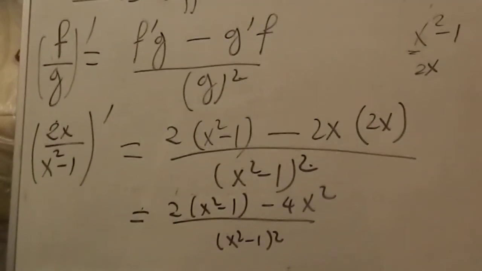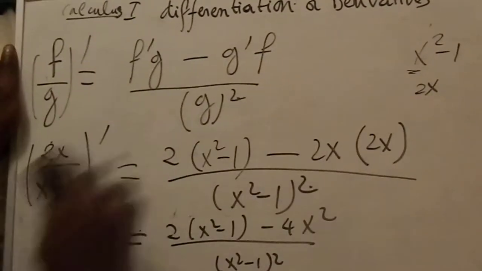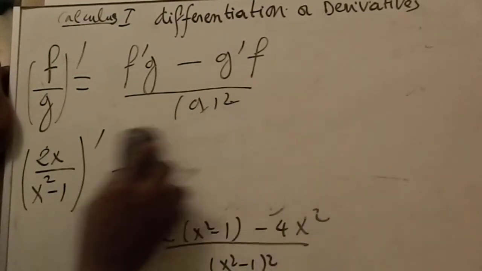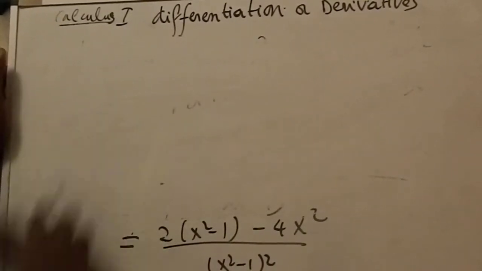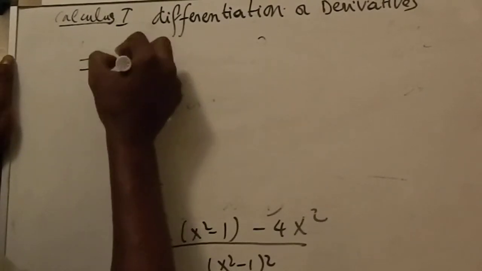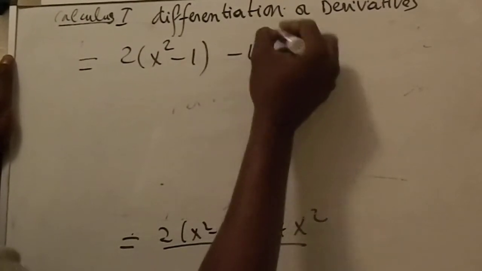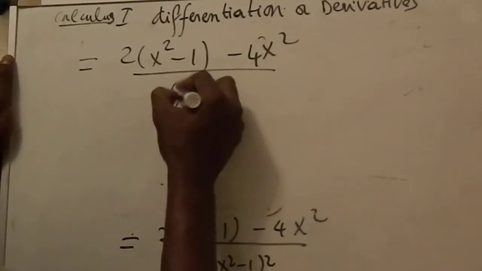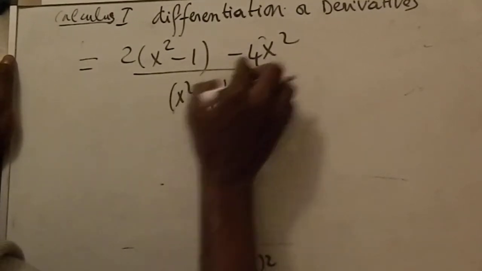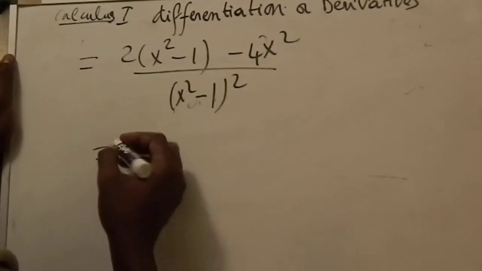As you can see. Now, if I move a little bit, let me rewrite everything a little bit and erase and put things on top, and we can see it in a better form. Now, when you have that, it's always going to give you 2x squared minus 1 minus 4x squared over x squared minus 1 squared. Now, if I want to, I can rearrange the top a little bit to make it a little bit more portable.